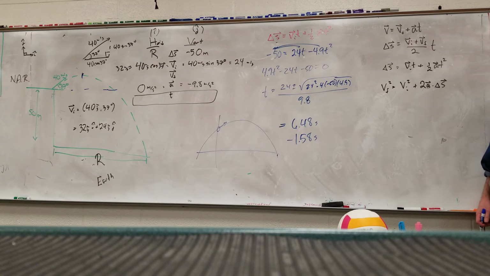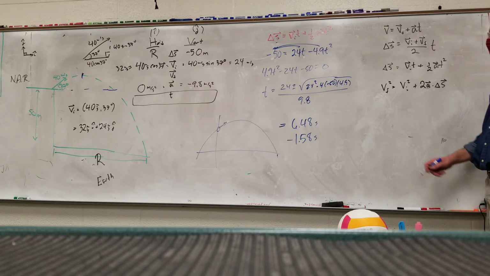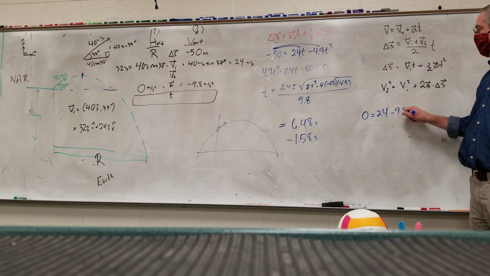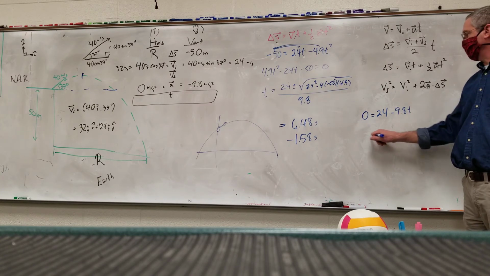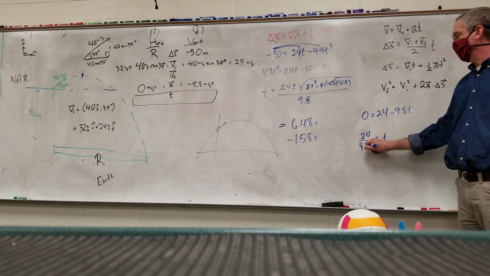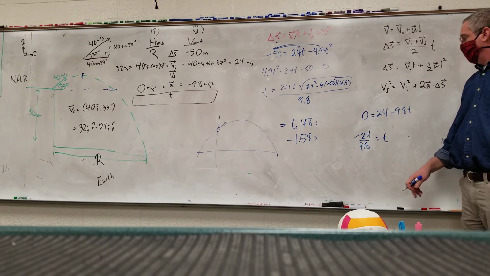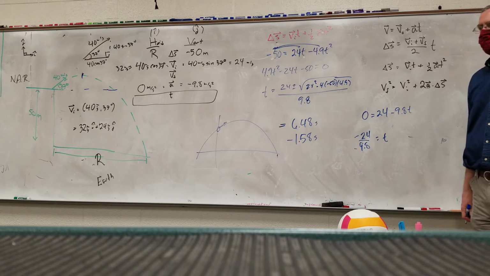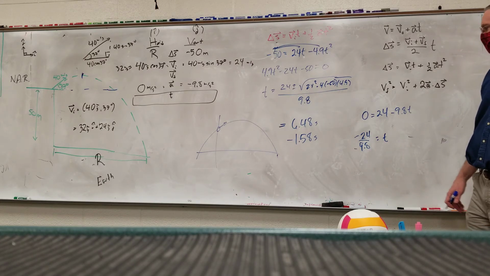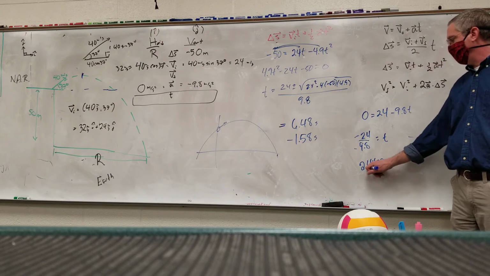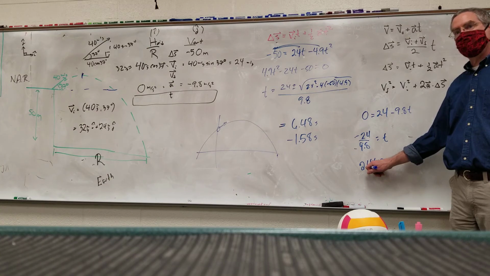So Precious said that it reaches the peak when the vertical velocity is 0. So what equation would you use? Okay, so I have 0 is equal to 24 minus 9.8t. t equals 24 divided by 9.8, or negative 24 divided by negative 9.8. And so we end up with something about 2.5-ish, 2.449.